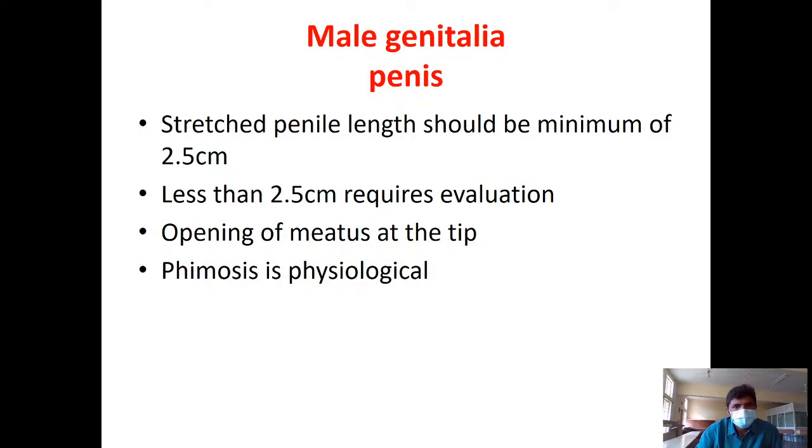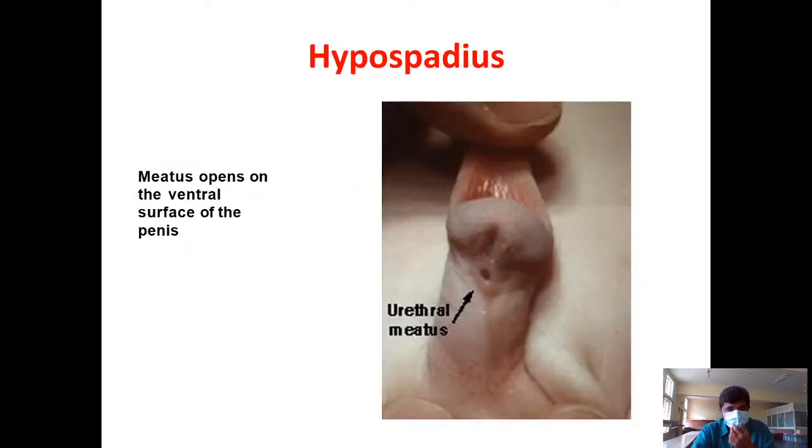For male genitalia, the penis: the stretched penile length should be a minimum of 2.5 centimeters. Less than 2.5 centimeters requires endocrinological evaluation. The opening of the meatus is at the tip of the penis, and phimosis is physiological in newborns, so you should not worry about the phimosis aspect. Sometimes infants can end up having the opening of the meatus on the ventral side of the penis. This is labeled as hypospadias, and it is an abnormal finding.